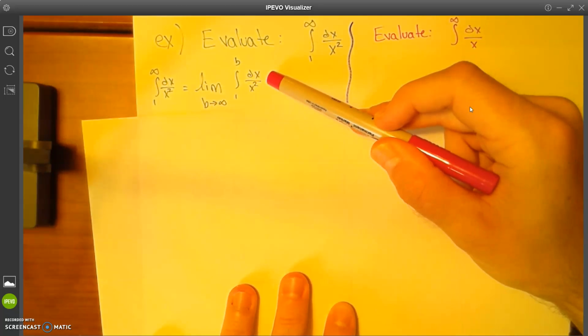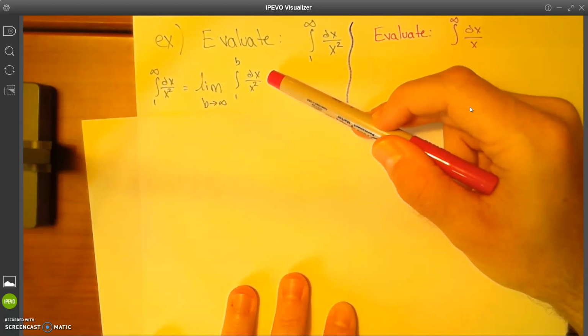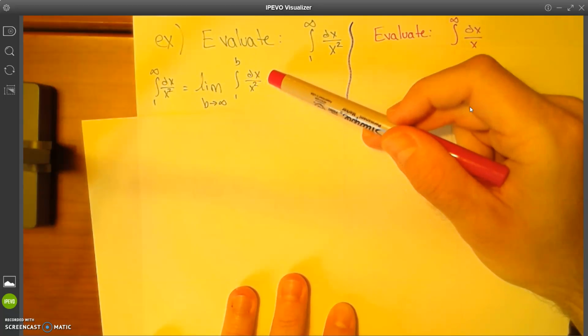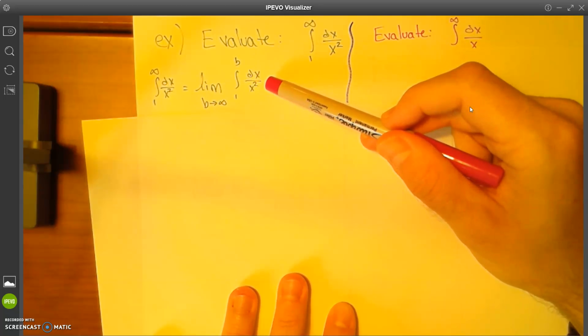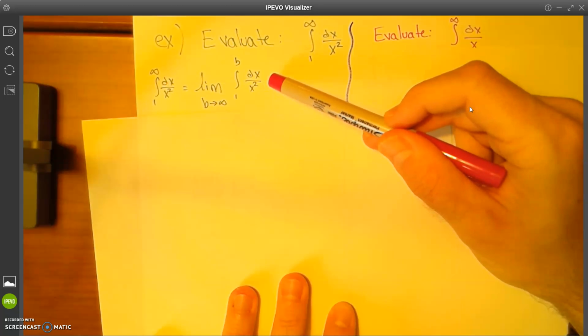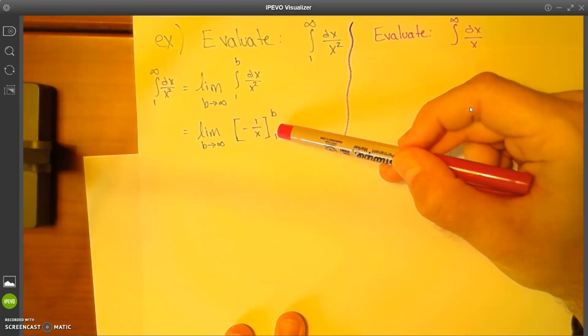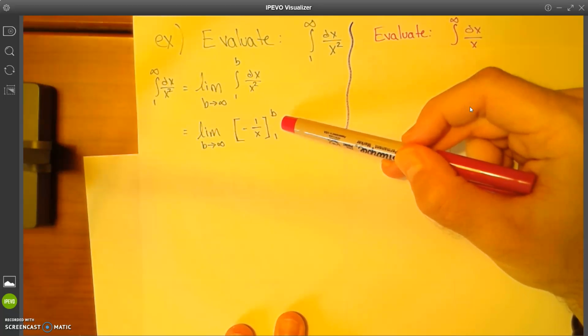From here, we're just going to integrate like we would always integrate, but we're going to do it with respect to this variable b. So 1 over x squared, we can make it x to the negative second, and we can apply the power rule, where the antiderivative of 1 over x squared is negative 1 over x.